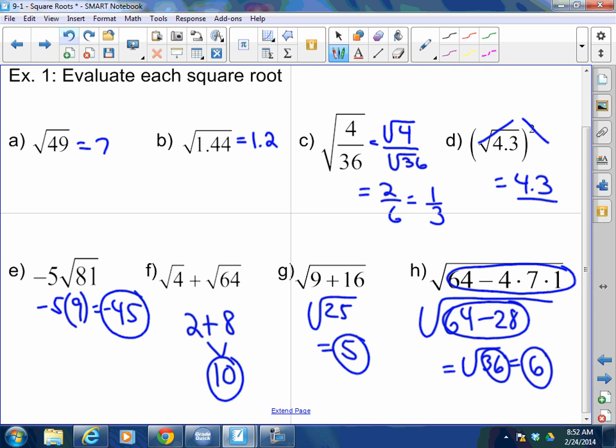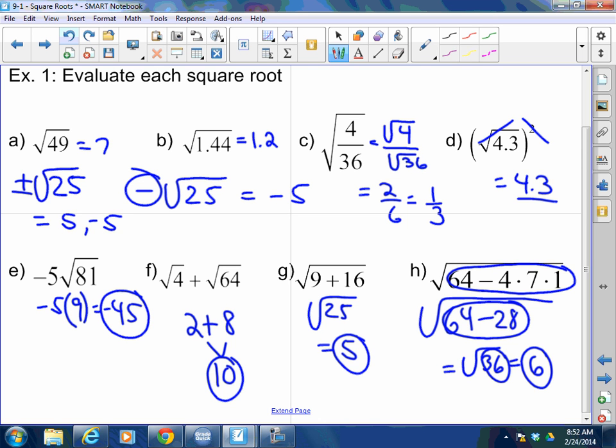The question is, would G be 5 and negative 5? That's a wonderful question. If I'm just telling you to evaluate it, and they have nothing in front of the radical, they're looking for the principal square root or the positive square root. If I tell you negative square root of 25, that's going to be negative 5 because they're looking for the negative root. If I tell you plus or minus square root of 25, that's going to be 5 and negative 5 because you're looking for both roots.